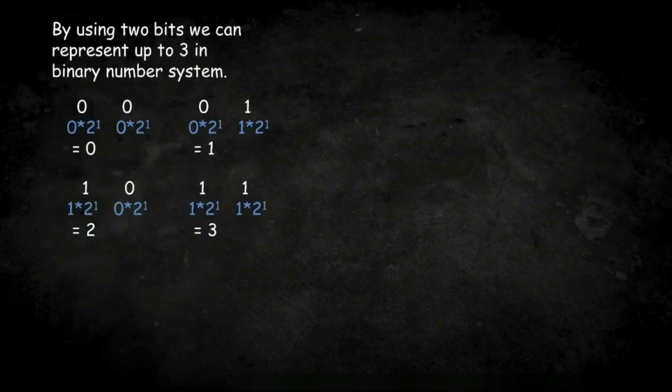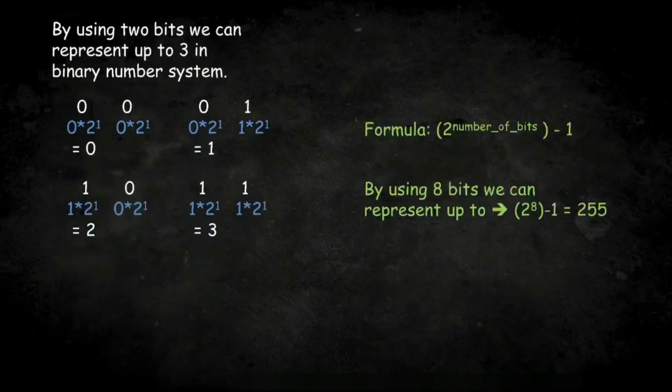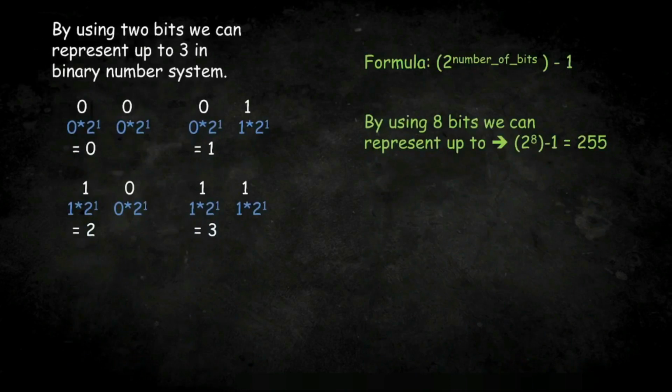Now the question is, how many binary numbers can be represented by 2 bits? So by using 2 bits we can represent up to 3 like this. And the formula is 2 to the power of the number of bits, minus 1. For example, by using 8 bits we can represent up to 255.